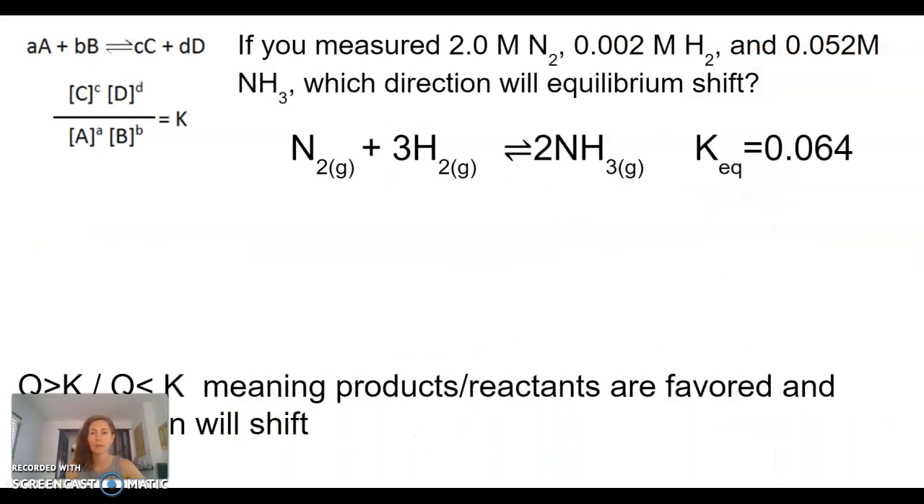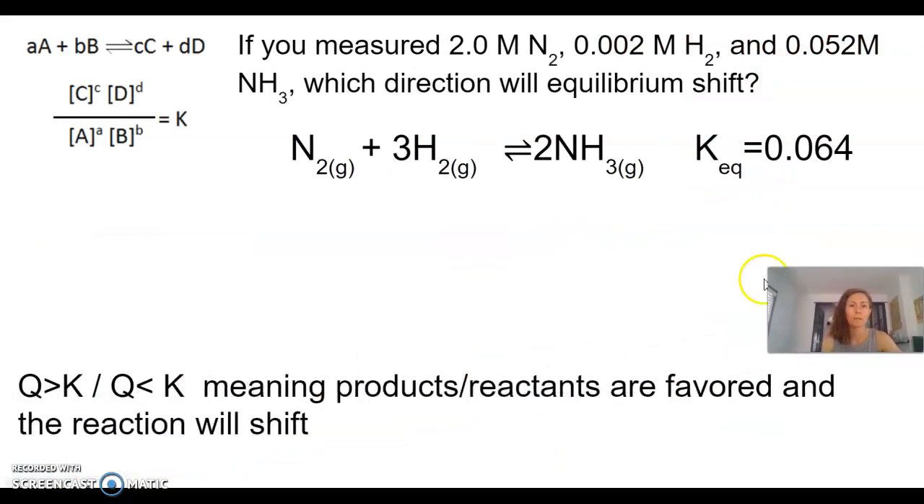So let's look at an example here. If we measured 2 molar N2, 0.002 molar H2, and 0.052 molar NH3, which direction will equilibrium shift? So we have a balanced chemical reaction here, and we're given our equilibrium value. What we're trying to figure out is, are we at equilibrium, or is our reaction going to shift towards products or reactants based on our given measurements at that moment?